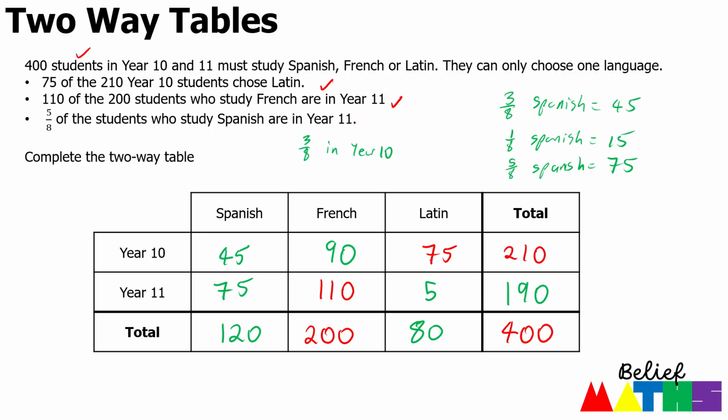Now you'll then be asked some follow-up questions like, what's the probability that a year 10 student studies Spanish, or what's the probability that a student who studies Latin is in year 11, etc. They'll ask you some key information about each of those. But that's how you fill in the table, and then the rest is just reading the information that you need.